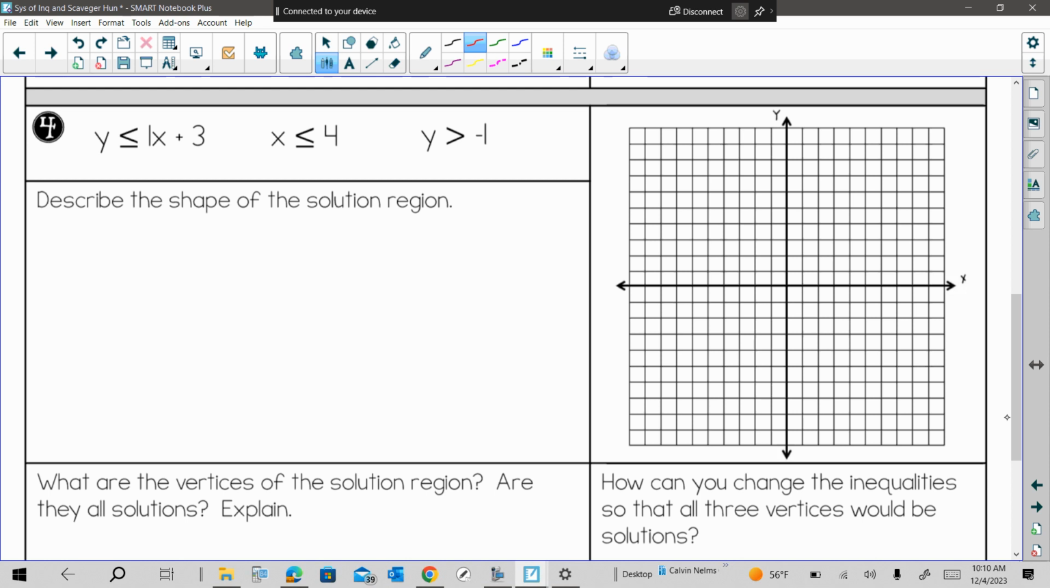All right, we're going to graph each inequality. So this first one is already in slope-intercept form, makes it easier. So we start at 3 on the y-intercept. What is the slope in the inequality? 1, so we're just going up 1, right 1. Our slope is 1, or down 1, left 1. Okay?